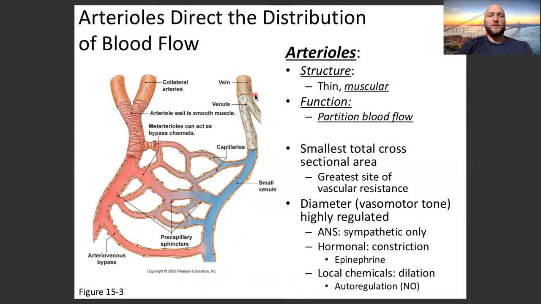So arterioles direct the distribution of blood flow. This is what I was talking about: you work out your bicep, more blood flows to the area. That's due to production of local chemicals, which dilates those arterioles. It's cold outside, your hands get cold and start losing a lot of heat, so your body wants to restrict blood flow to your hands. The sympathetic nervous system tells your arterioles to send less blood to your hand. You get less blood flowing there.